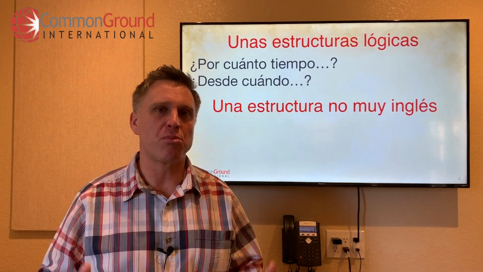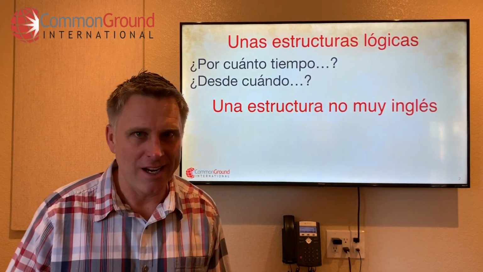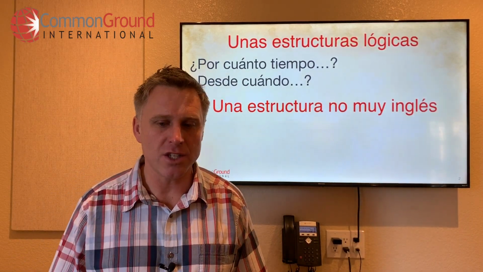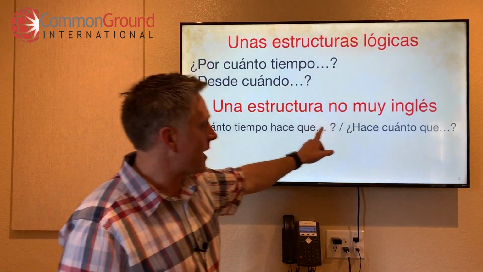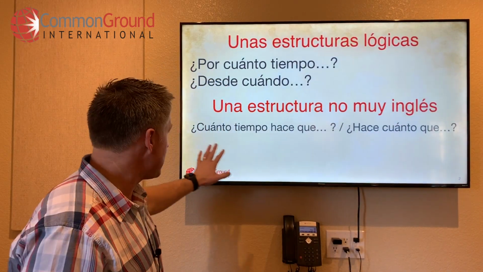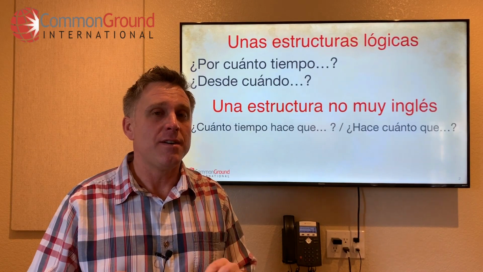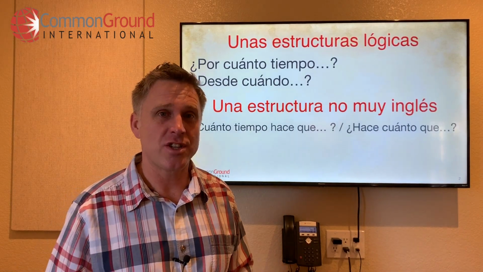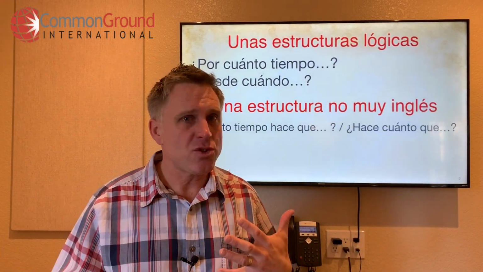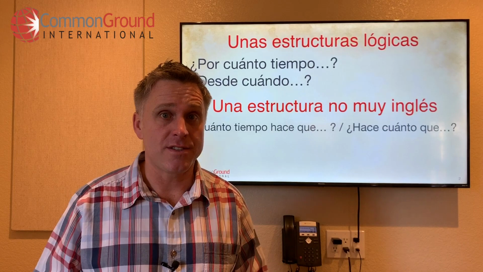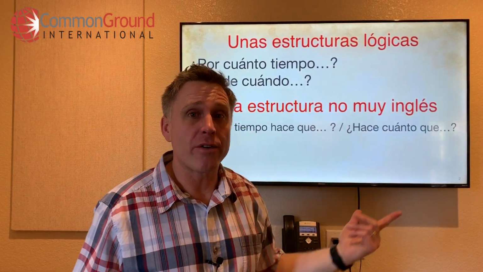Every time I travel abroad, though, I see and hear una estructura no muy inglés, una estructura that's not very English at all. And here's how it goes. It's cuánto tiempo hace que, and hace cuánto que. So now, hace is the verb hacer, and it means to do or to make. And so this makes 0 sense in English, but essentially what we're saying is either since when or ago. And the difference is whether we use a present tense verb next or a preterite tense verb next.